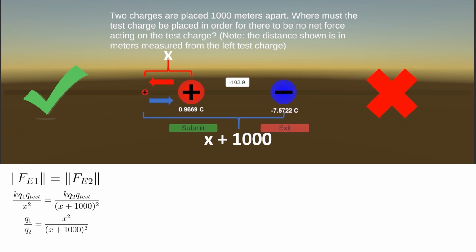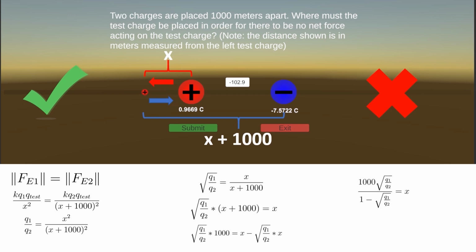Here you can take the square root to make your life much simpler. And when you solve for x, you get x equals 1,000 times the square root of Q1 over Q2, over 1 minus the square root of Q1 over Q2. Now you can solve for x, and you get 566.03 meters.